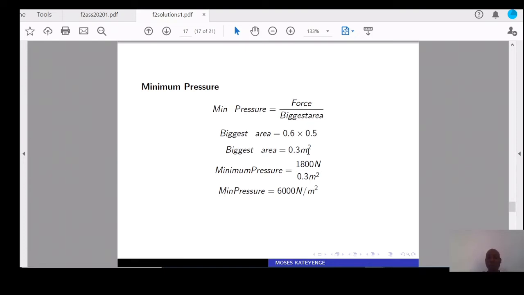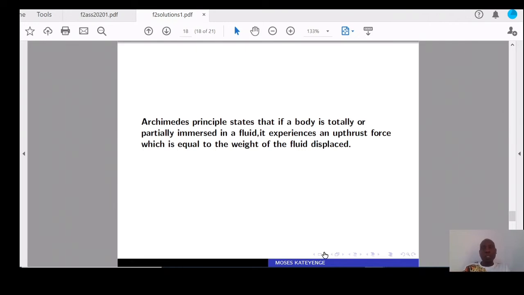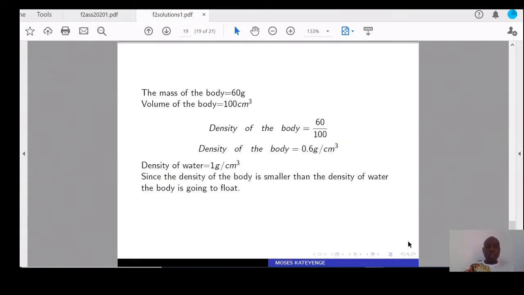The next question was telling us to state Archimedes' principle. Archimedes' principle states that if a body is totally or partially immersed in a fluid, it experiences an upthrust force which is equal to the weight of the fluid that is displaced. In the next question, they gave us a body of mass 60 grams and its volume was given as 100 centimeter cubed. And the question was, will this body float?